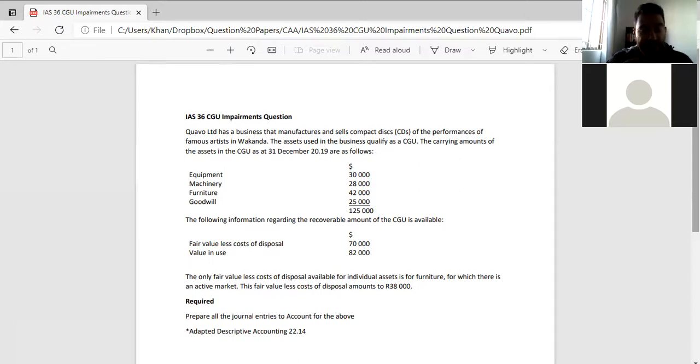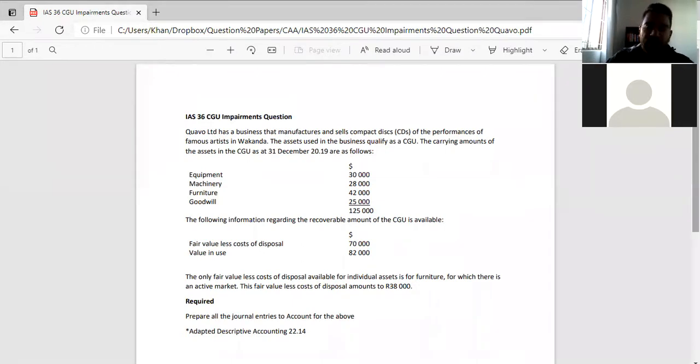So there's going to be a typical concept over here. As you can see, they are talking about this business that manufactures and sells compact discs, and they're telling you the assets used in the business qualify as a CGU. So all these assets, equipment, machinery, furniture, and goodwill, those four assets form a CGU, meaning they are the smallest group of assets and liabilities that can generate cash flows independently.